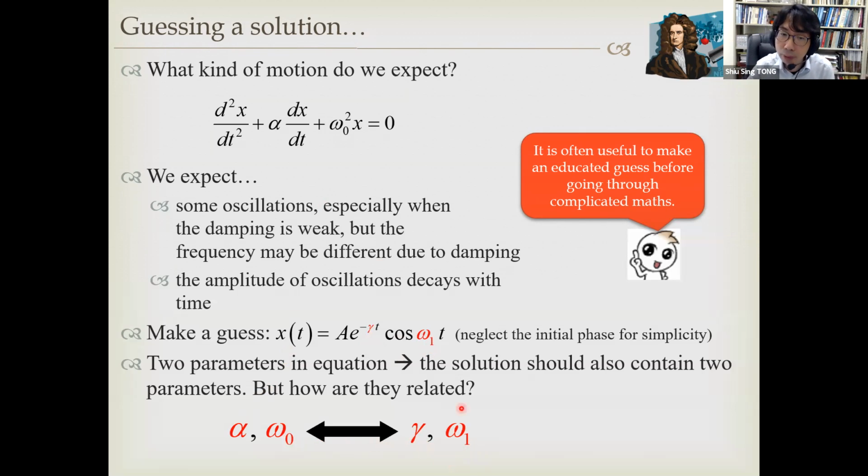So our task is to show that this solution can satisfy this equation, and at the same time, we will find out the relationship between alpha, omega naught and gamma, omega 1, so that gamma and omega 1 can be expressed solely in terms of alpha and omega naught. So we complete our solution. That is our task.